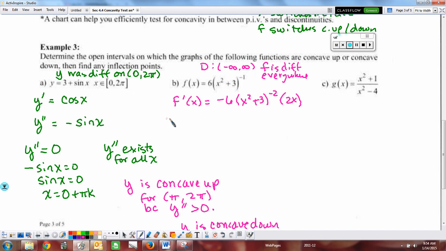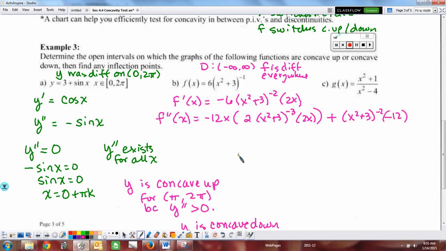We're going to have to use product rule to get the second derivative. So for the second derivative, think of this as negative 12x. So negative 12x times 2 x squared plus 3 to the negative 3 times 2x plus my x squared plus 3 to the negative 2 times the derivative of negative 12x, which is negative 12.